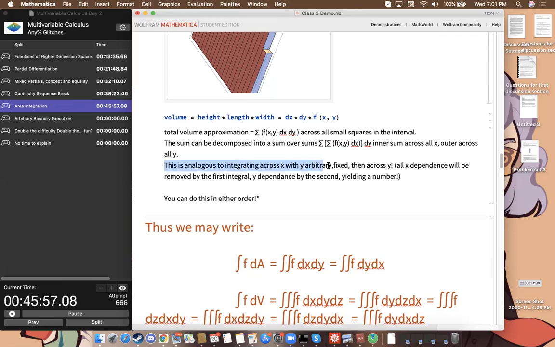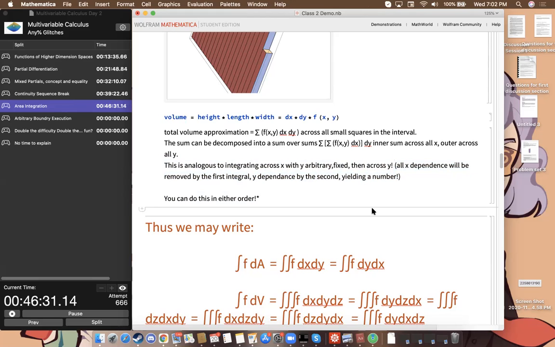We just integrate across x with y arbitrary and fixed. In other words, we treat y as just some unknown constant and take the integral, and then we integrate across y. So when we do the first integral across x, all the dependence on x will go away, right? Because you're integrating across x. If you integrate f of x from x equals 1 to x equals 5, that's no longer a function of x. So that goes away. And then when we integrate across y, all the dependence on y goes away. And so we just get a number, and that number is exactly the area integral.